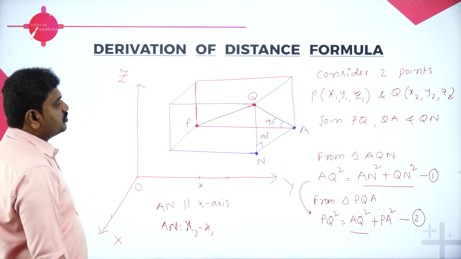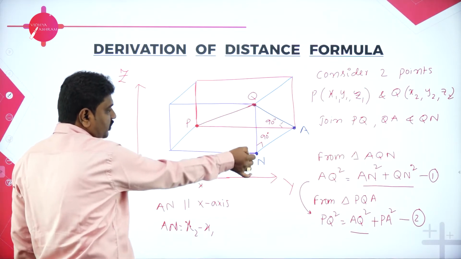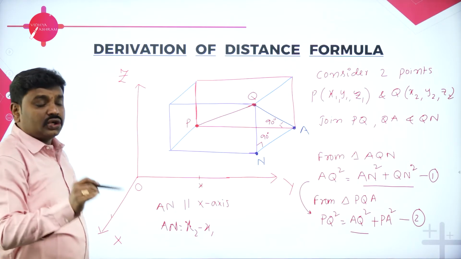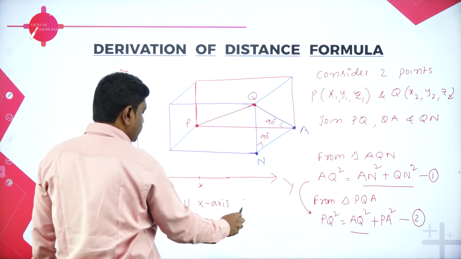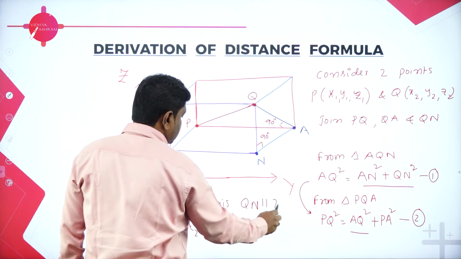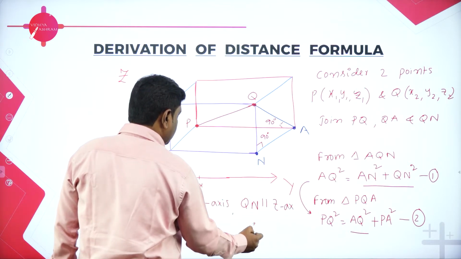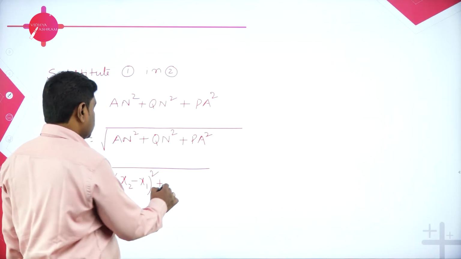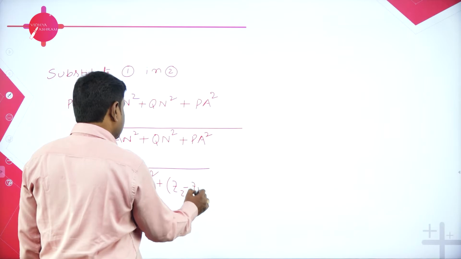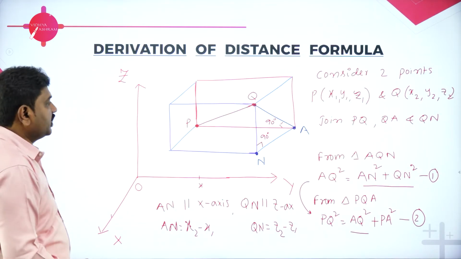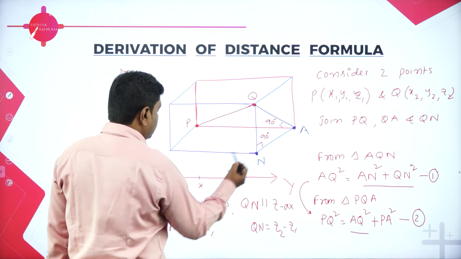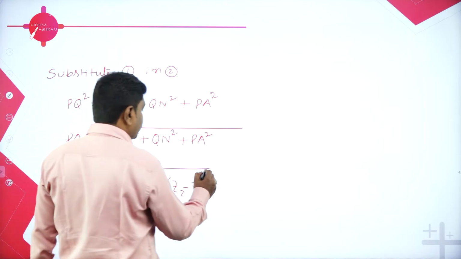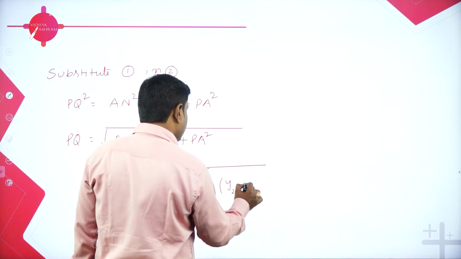And QN. Observe the diagram, this is the line QN. QN is parallel to OZ, the z-axis. If it is parallel to the z-axis, QN length will be the difference between the z coordinates, z2 minus z1. So QN squared is z2 minus z1 the whole square, plus PA. You can see P to A is a line parallel to OY, the y-axis. So it will become y2 minus y1 the whole square.